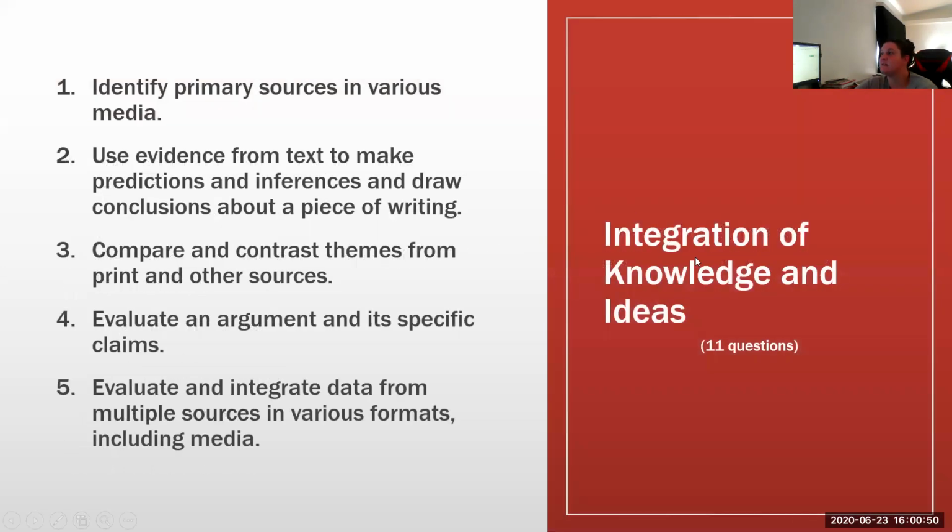Okay, moving on to integration of knowledge and ideas. We're going to identify primary sources in various media.